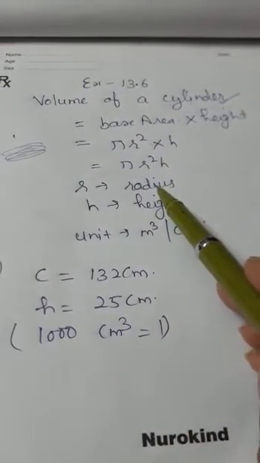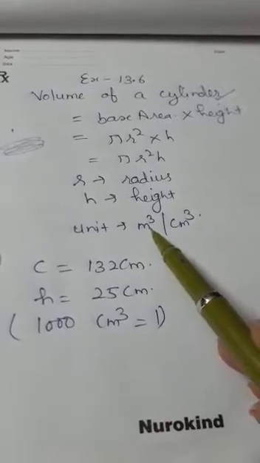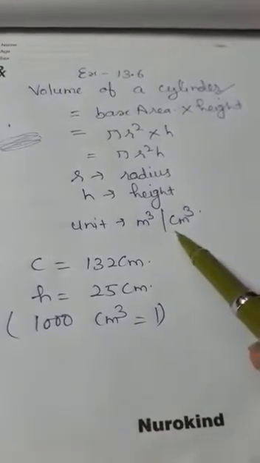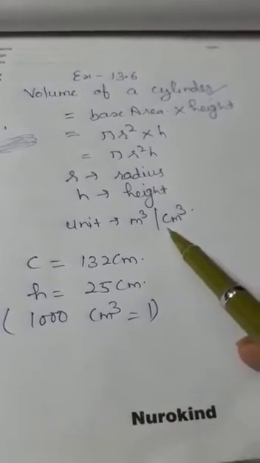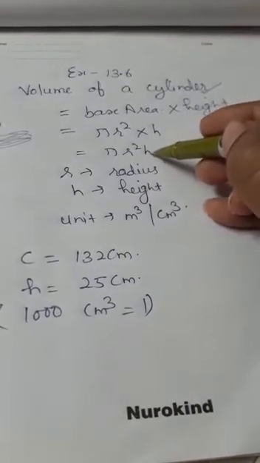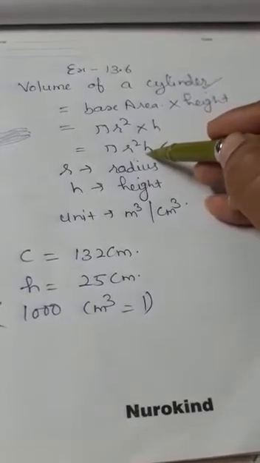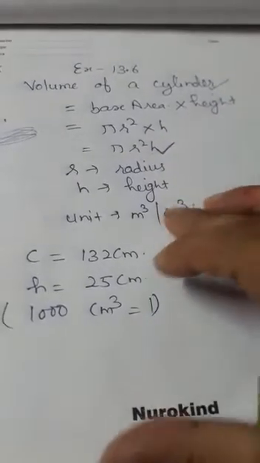Here r is the radius and h is the height, and its unit we will take as cubic meter or cubic centimeter. Students, only one formula is there which we will use in this exercise, that is volume of cylinder, pi r square h. Now let us start with the exercise.